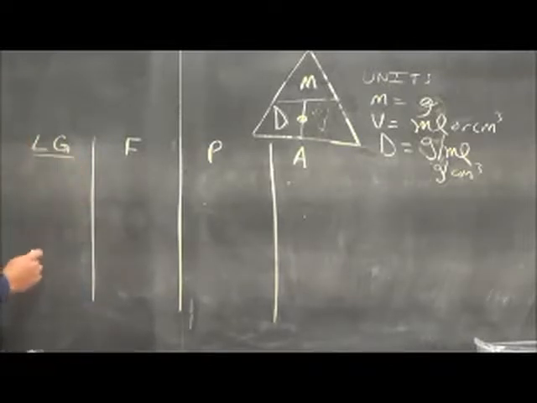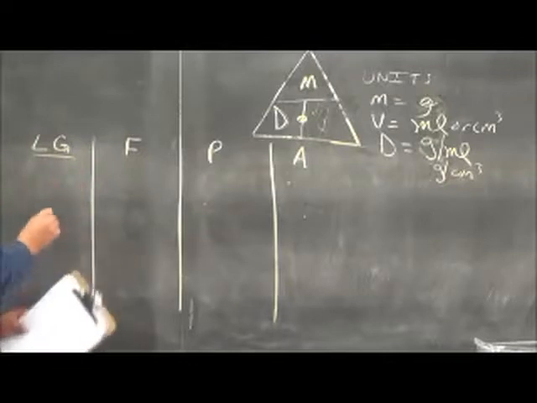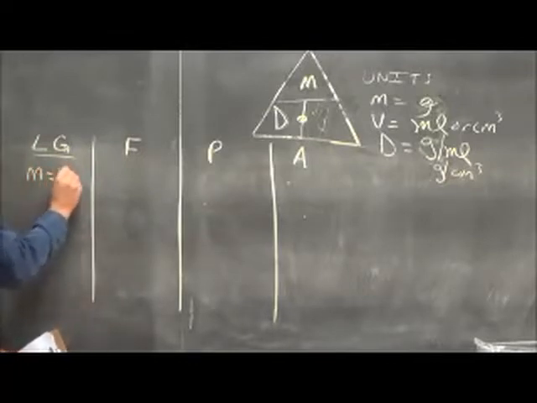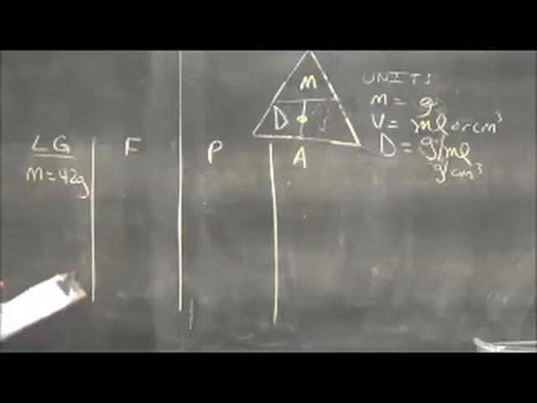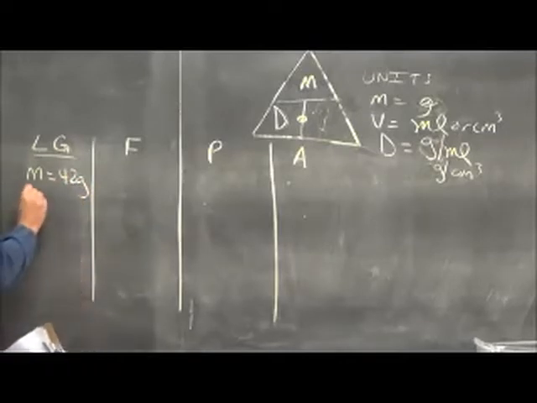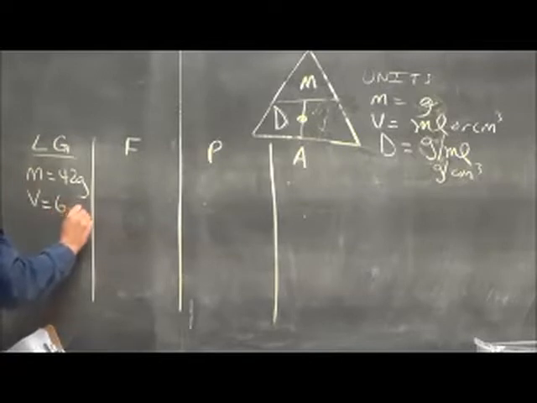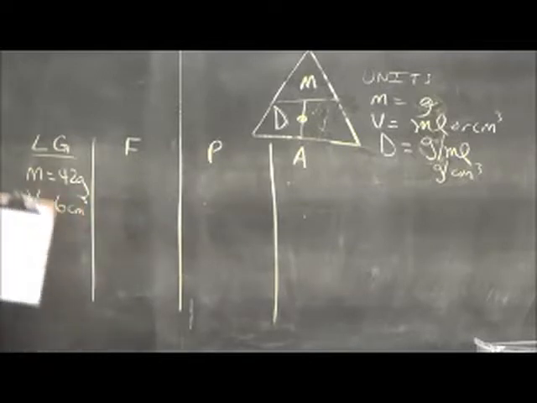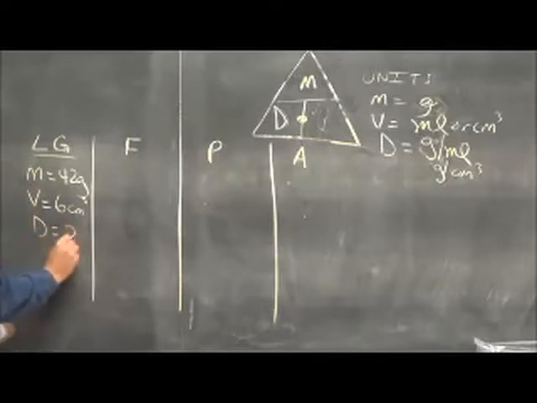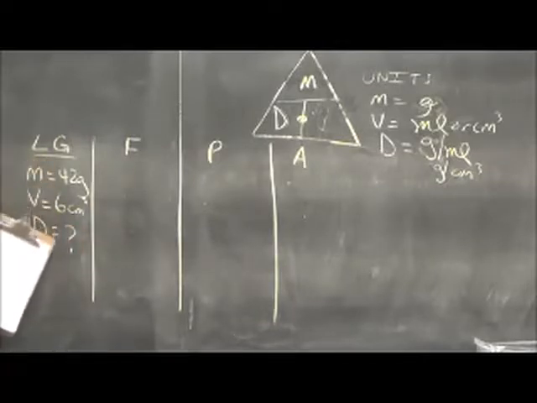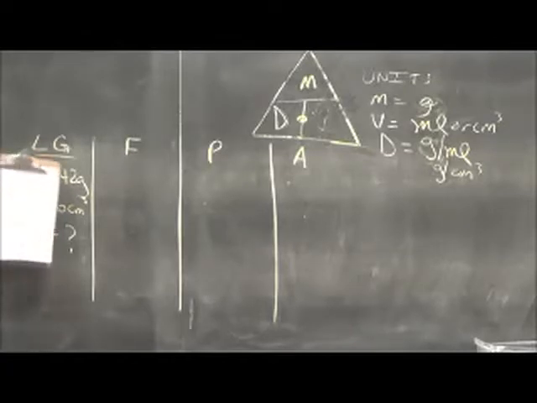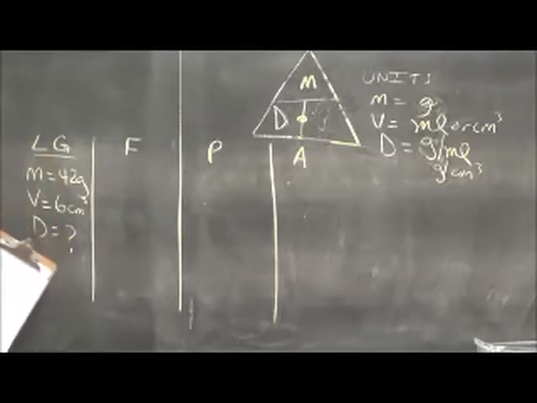So first box, list what you have. So we have in our problem, M equals 42 grams. So mass is 42 grams. V, volume, equals 6 centimeters cubed. See how that works right there? And then I want you to write D equals question mark. I don't know. Now by looking at this, you have everything organized. You know what you've got to solve for. See how nice that looks?